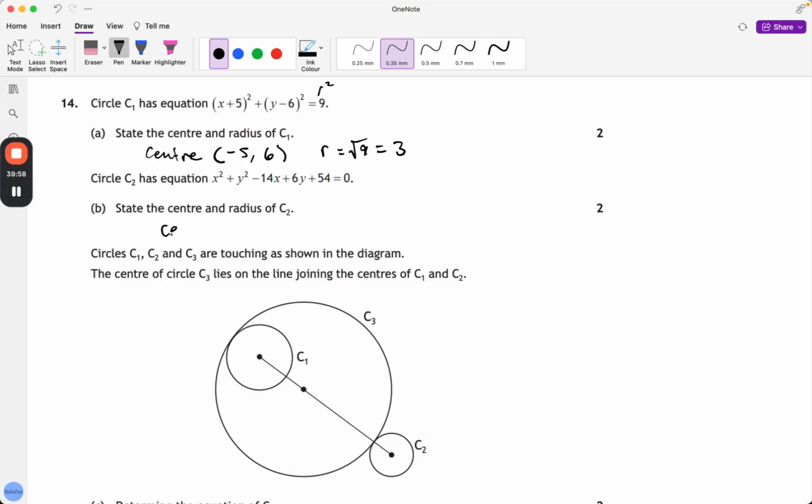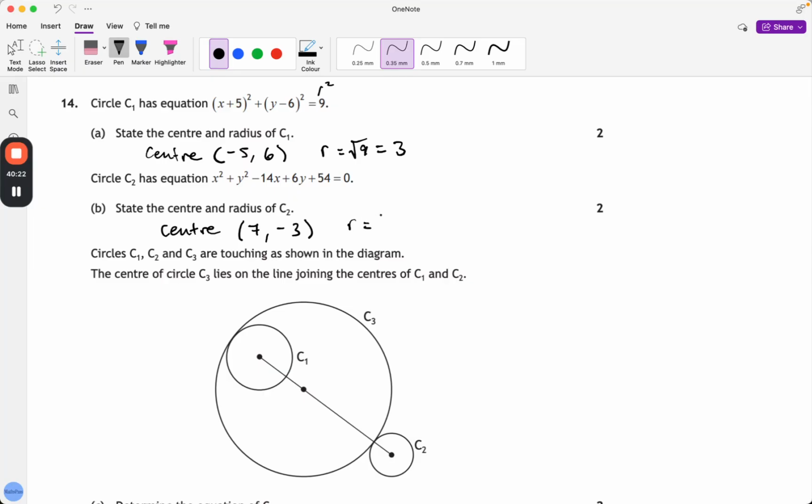So for our centre, what you want to do is half the coefficients of your x and y, and you also want to change the sign as well. So if we half our coefficients, minus 14 goes to minus 7, and then we change the sign, so it becomes 7. Same with the 6 here, we're going to half it to get 3, change the sign to get minus 3. Grand, so that's the centre.